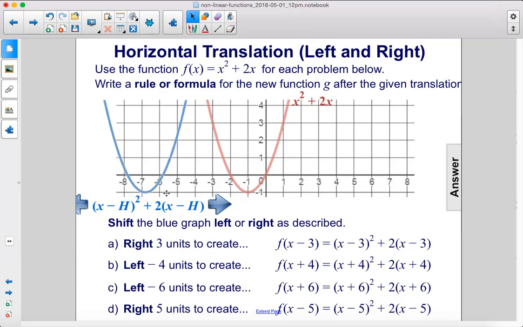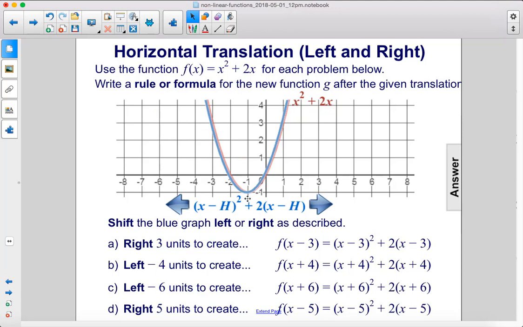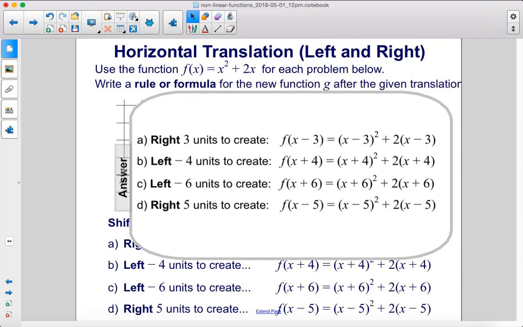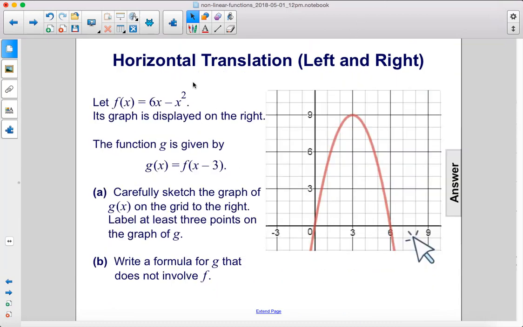And finally, if we start here and then move it to the right 5 units, 1, 2, 3, 4, 5, that would be x minus 5 squared plus 2 times x minus 5. Let f of x equal 6x minus x squared. Its graph is displayed on the right. The function g is given by g of x equals f of x minus 3. Carefully sketch the graph of g of x on the grid to the right.